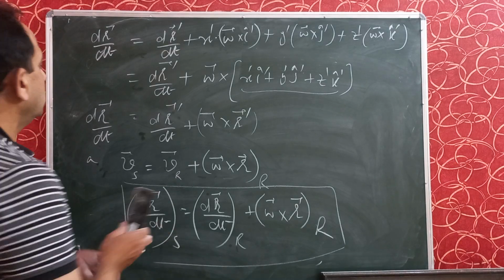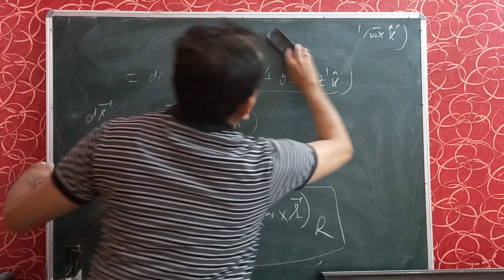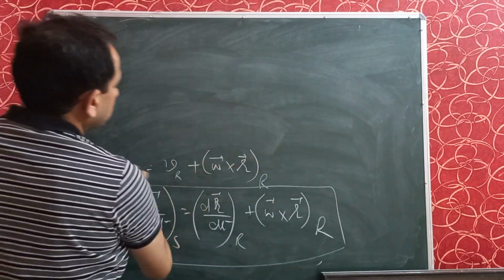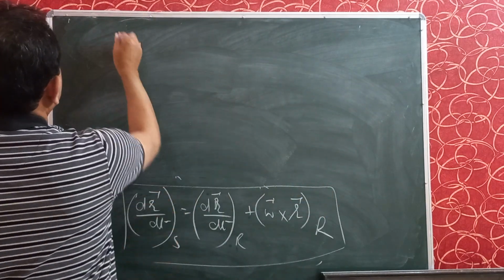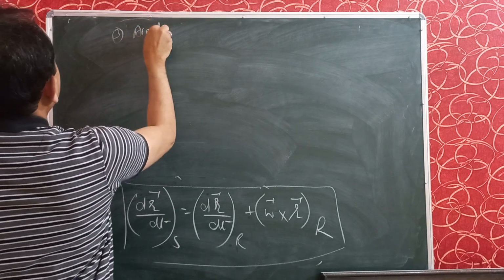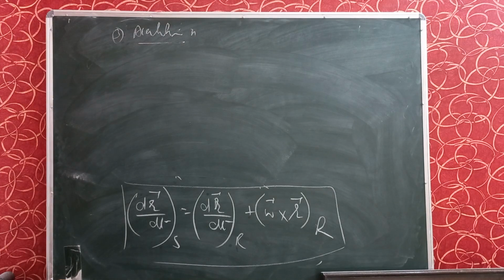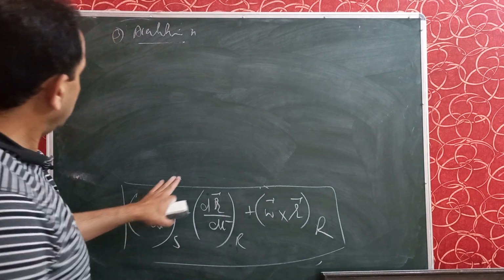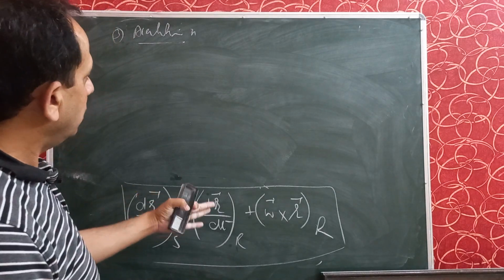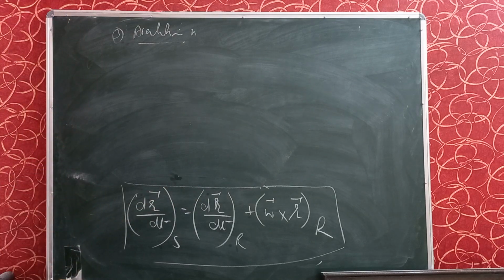Now we will find our next part, that is acceleration. Third one is acceleration. So what is acceleration? It is the rate of change of velocity. So we may take the derivative of velocity with respect to time, and we may find the acceleration.